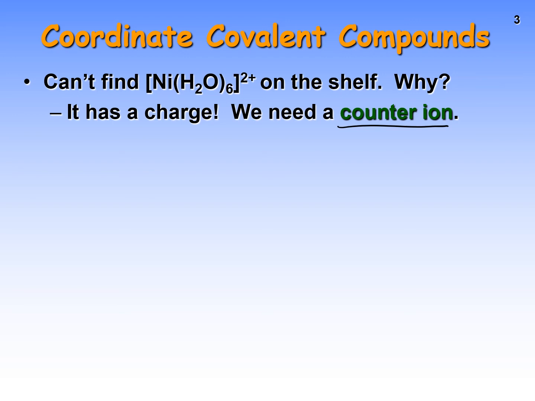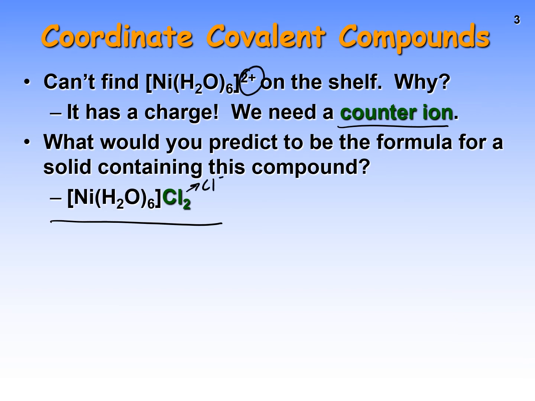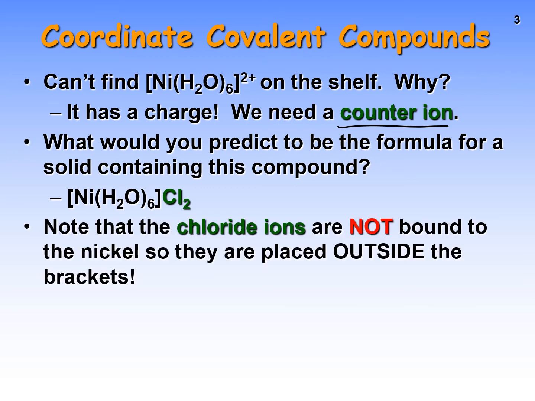Counter ions balance charge. For instance, we could find this on a shelf, right? Nickel with 6 waters and Cl attached to it. This being Cl minus, there are 2 of them because of the 2+ charge on our complex ion. That is totally findable on a shelf because it has a counter ion. Counter ions will allow it to be in the solid state and isolated.